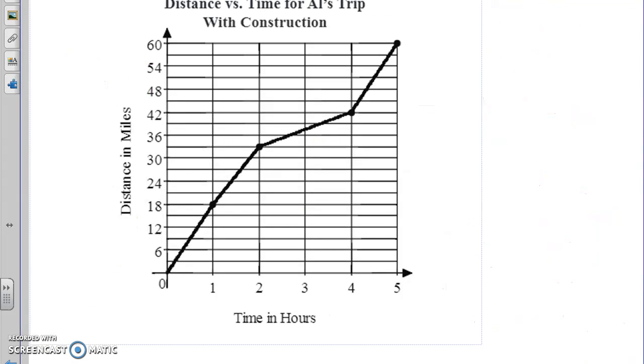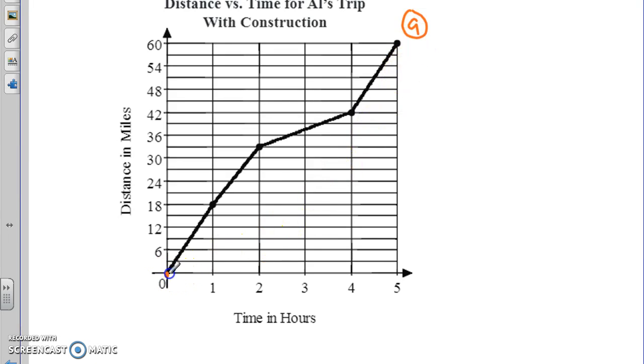Okay, next question. It's still about Al, but this time there was road construction. So due to the construction, his speed varied. I'm just going to do a couple of these because they're pretty repetitive, so I'll let you finish the rest on your own. So we'll do A. A says, what is Al's average speed from 0 to 5?